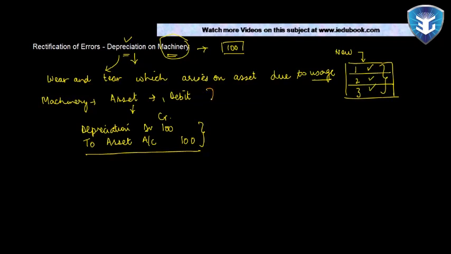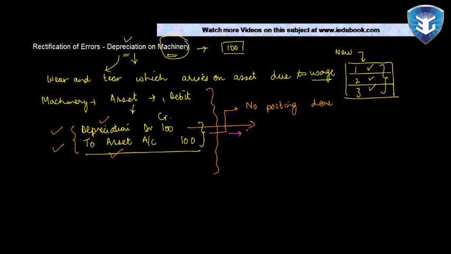Now let's see what kind of errors are possible here. The first error is you do no posting done, right? So what happened is you did not post anything in your ledger, which means that this entry was not passed both for the debit and the credit. So simply what you need to do is just debit the depreciation account by this number 100 and credit the asset account by 100, right?